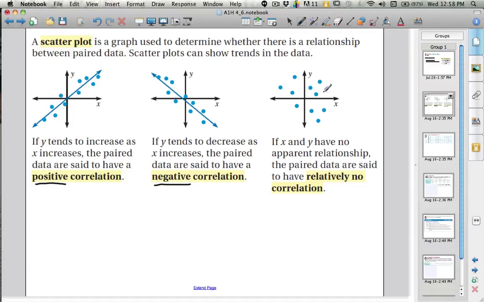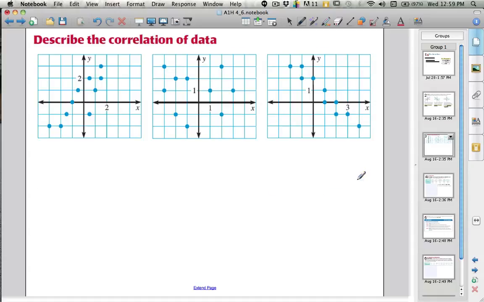Now over here, the points just seem kind of all over the place. It isn't following a specific pattern like the other two did, and so these are said to have relatively no correlation. Now if you study statistics, there's correlation analysis, and there are other things you can do to establish whether there is correlation between two things. But for now, we're really just going to look at it and make our best decision.